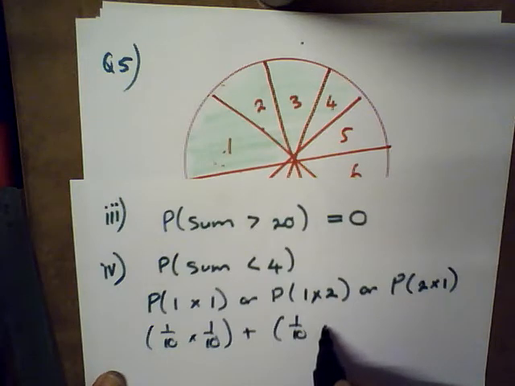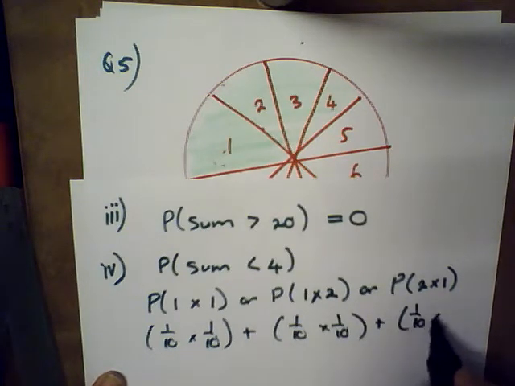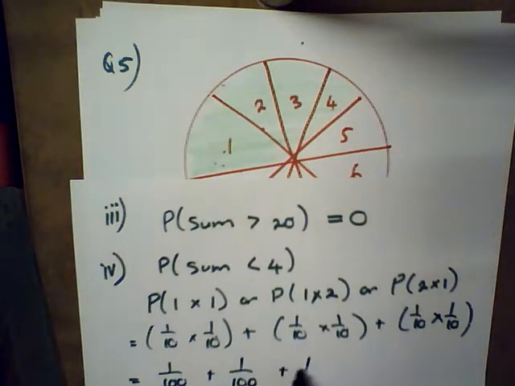To get a 2 is also 1 out of 10 and 1 out of 10, and that would give us 100 plus 100 plus 100, that would give us 3 over 100. Okay, and that is that one done.